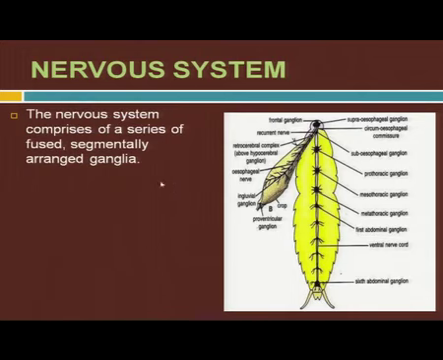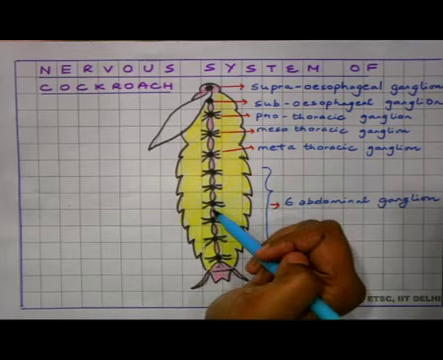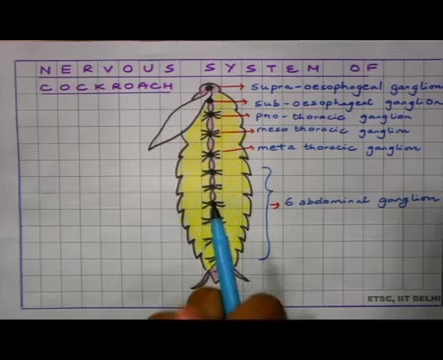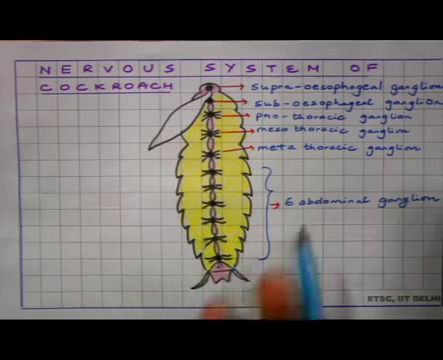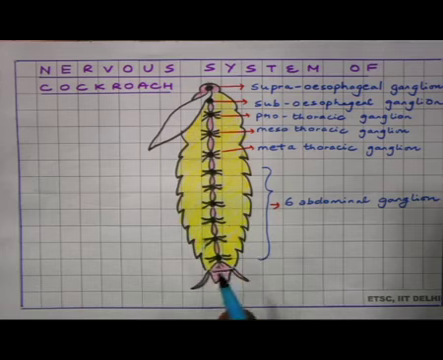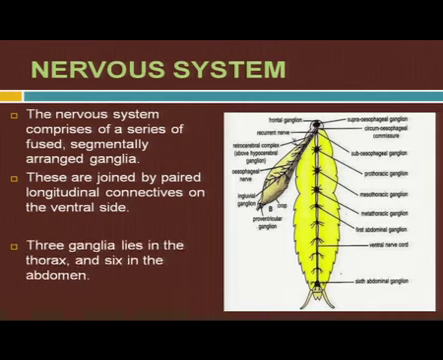The nervous system comprises a series of fused, segmentally arranged ganglia. What do you mean by a ganglia? Ganglia is actually a cluster of nerve cells. So, the nervous system is not so well developed in cockroaches, but they have ganglia present in them. These are joined by paired longitudinal connectives on the ventral side.